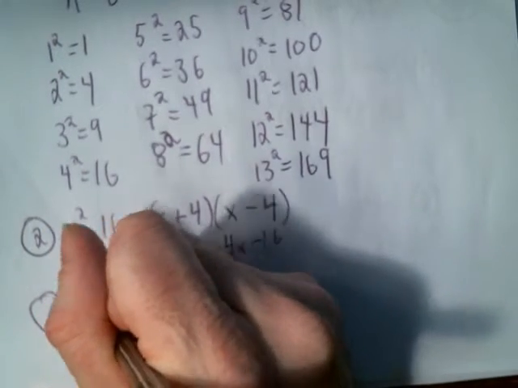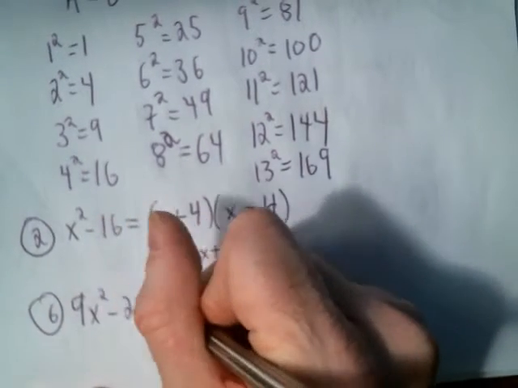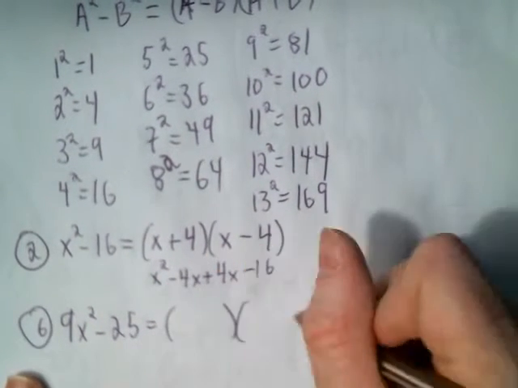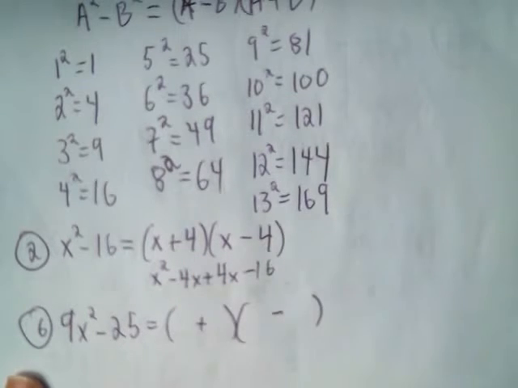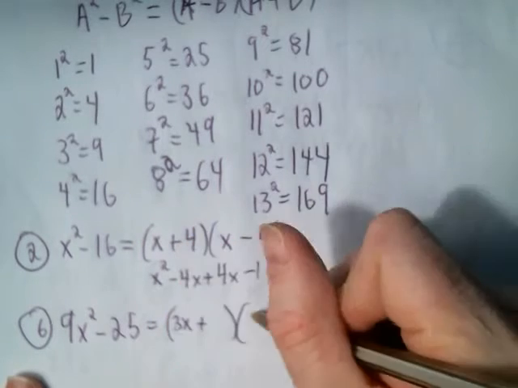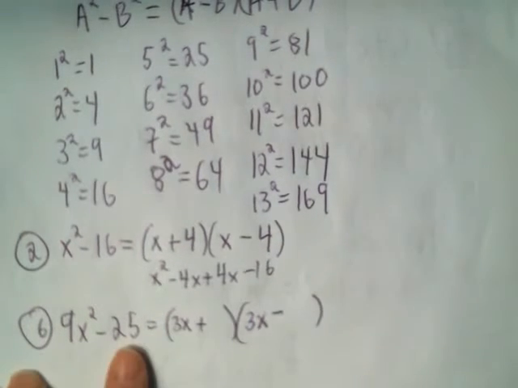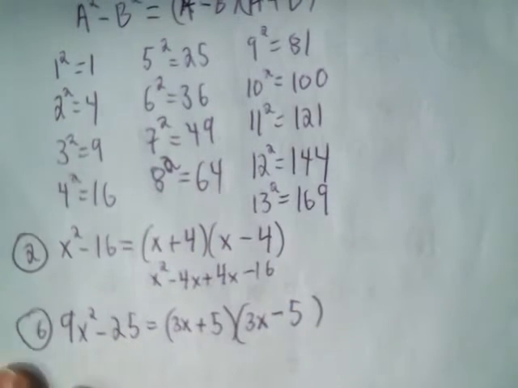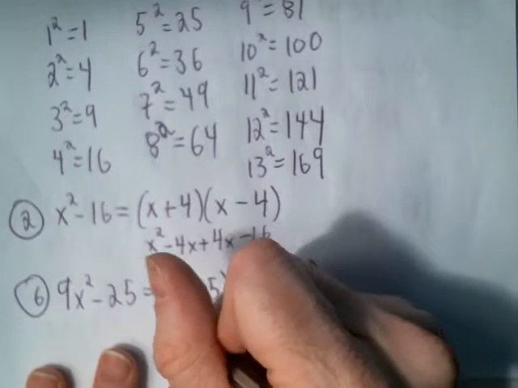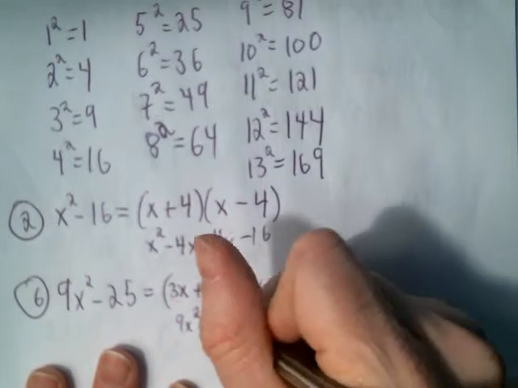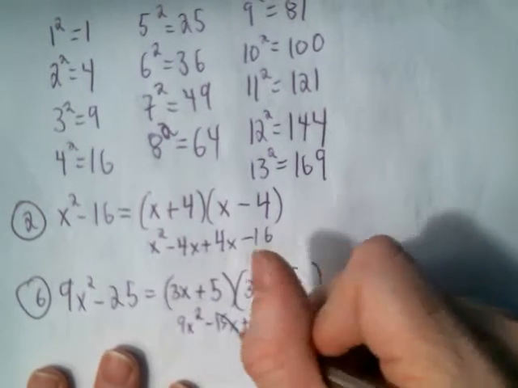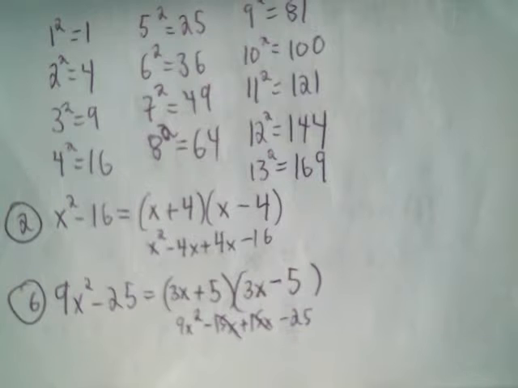Let's look at 6. We have 9x squared minus 25. Okay. So set up your parentheses, get your signs. And 9 is a perfect square, so it looks like we're going to need 3x and 3x. And then 25 is just 5 squared, so we need a 5 and a 5. And FOIL it back out, make sure it works. 9x squared minus 15x plus 15x minus 25. And sure enough, these cancel, and you're left with what you started with.